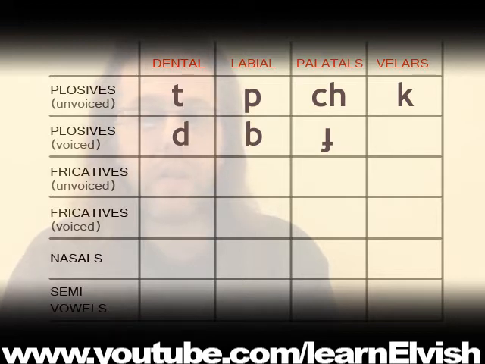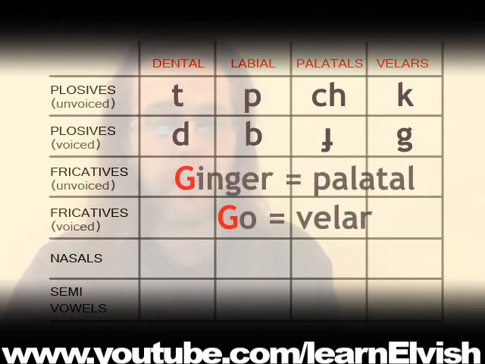Then we have the velar, which is the G sound, such as in the words go or gum. Now this isn't to be confused with the G in the words such as ginger or gentleman. When you pronounce these words, the G is made using the middle of the tongue on the hard palate instead of the edges of the tongue on the soft palate. So ginger, go. So if you say the two, you'll realise the difference between the palatals and the velars.